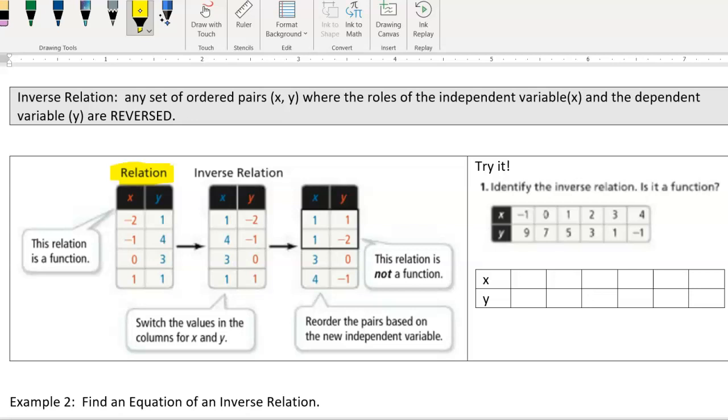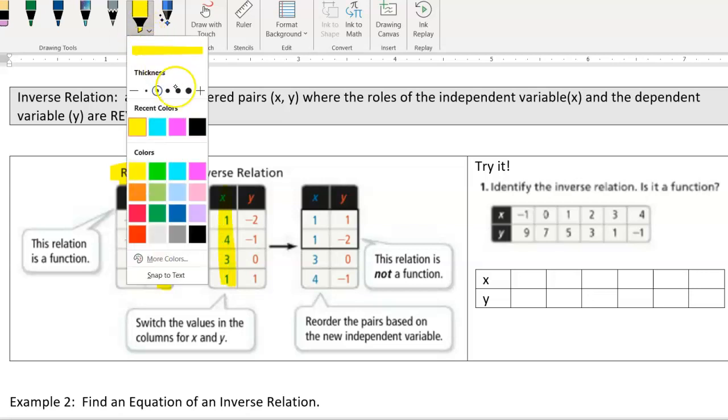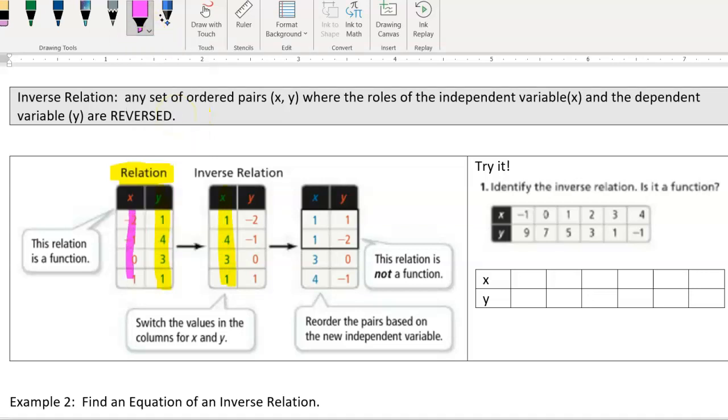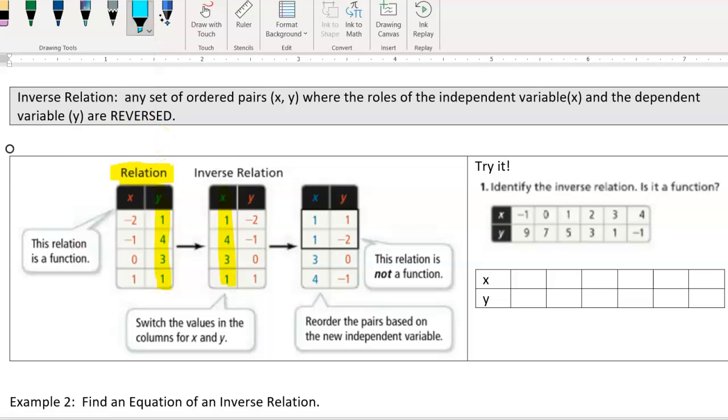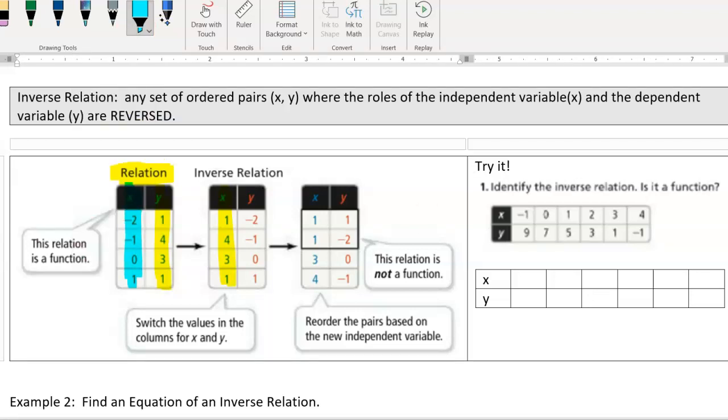Now the inverse basically just takes the x values and y values and switches those. So you see what happened there. What were the y values are now our x values, and what were our x values are now our y values. So you can see that the x and y values switched.